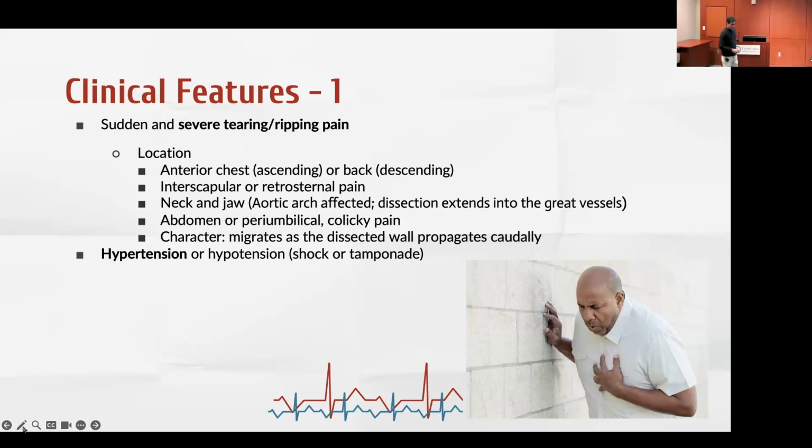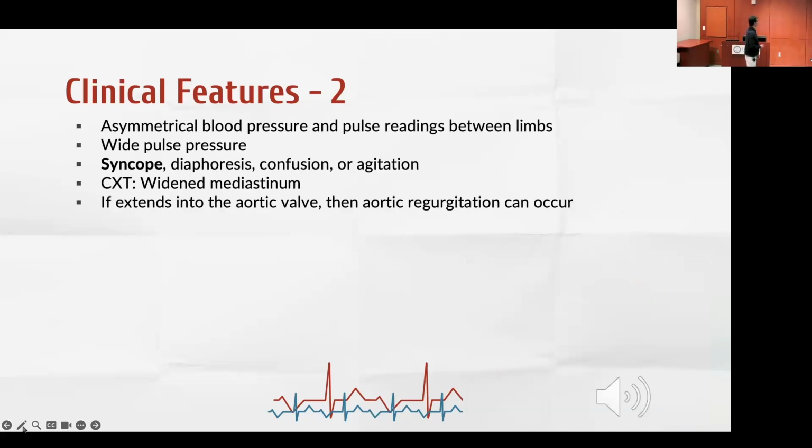Hypertension can be observed as a result of dissection, or hypotension because of either shock or tamponade. Asymmetrical blood pressure is quite common, and pulse readings between the limbs being asymmetrical are quite common. There may be discrepancies in pulse and blood pressure. Occlusion of a subclavian artery can result in a reduced peripheral pulse in the left arm, right? And then occlusion of the brachiocephalic trunk can result in reduced blood pressure in the right arm. So you can see those.